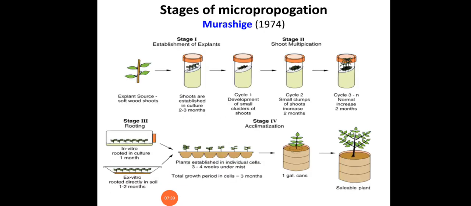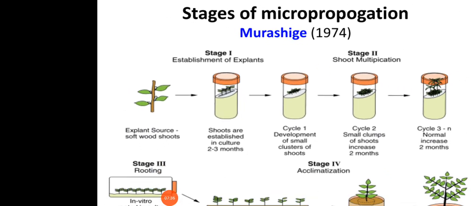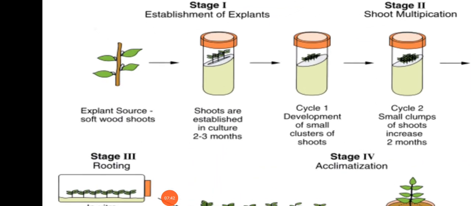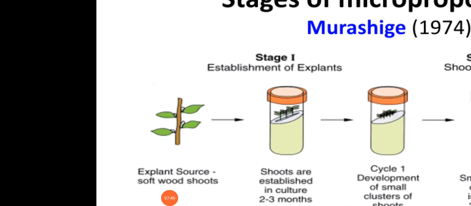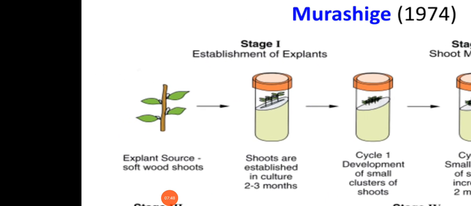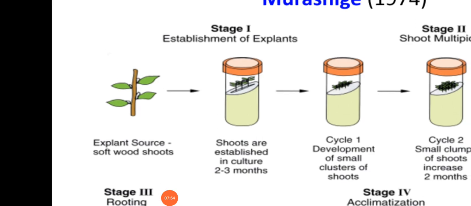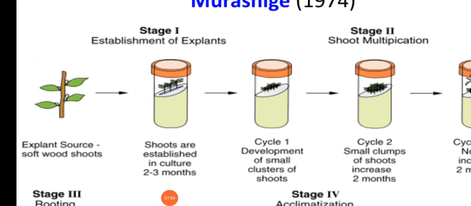The stages of micropropagation were explained by Murashige in the year 1974. The first stage is establishment of the explant. The source of the explant is a soft wood shoot. This explant is introduced into the culture, which is MS media.